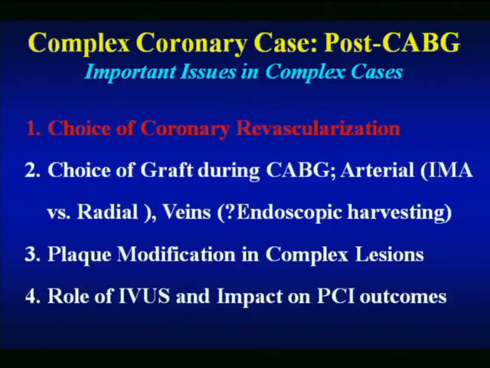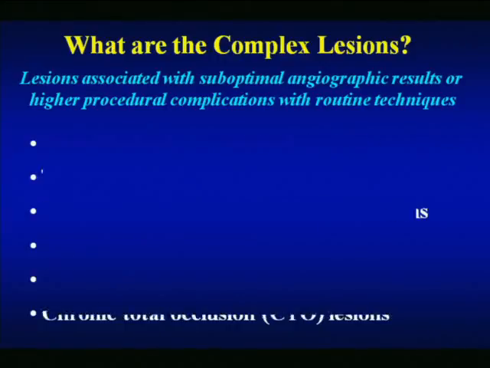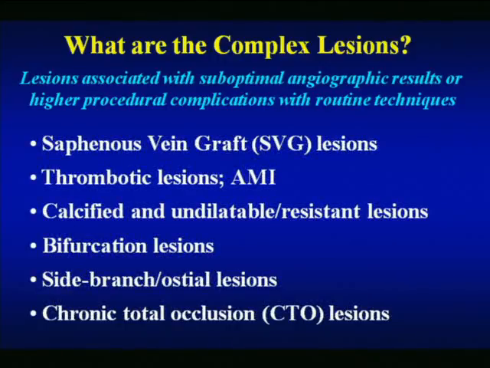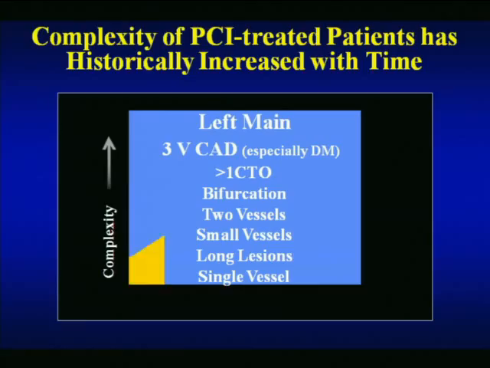Now, how do you define the complex lesion? In my definition, the lesions associated with suboptimal angiographic results or higher procedural complications with routine techniques are complex lesions. These are vein graft, thrombotic lesions of acute MI, calcific, non-dilatable, resistant lesions. Many of them are native lesions, native vessels where the graft is closed, then bifurcation lesions, side branch or osteal lesions, and chronic total occlusion. So these basically make it to the complex lesion category.